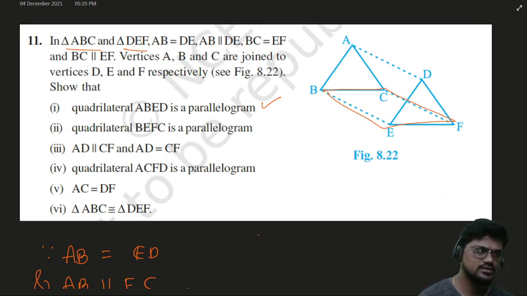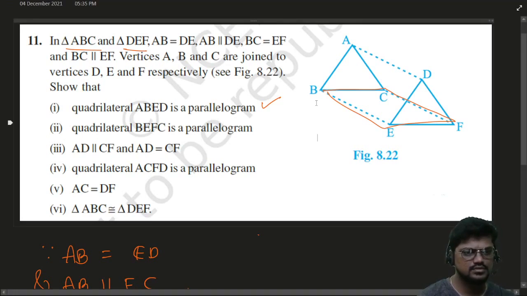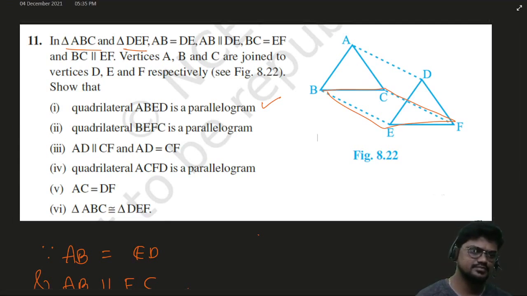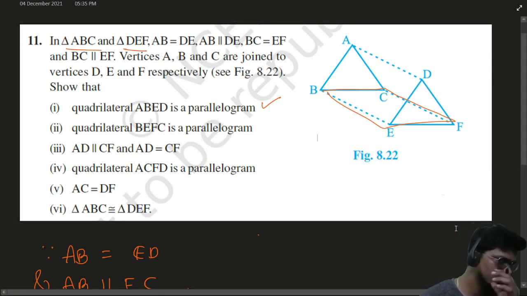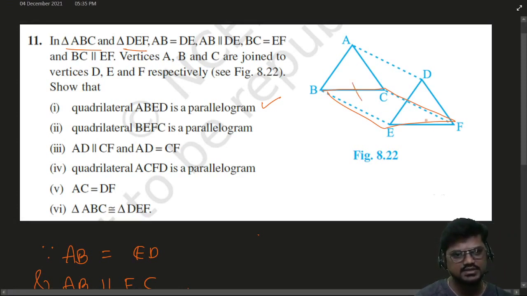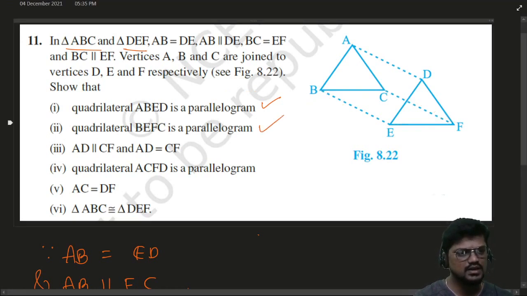Aryan, can you tell? How can we say that BEFC is a parallelogram? Dhruv? Sir, it is given in the question that BC and EF are equal and parallel. Exactly. Again, the same thing. These two lines are equal and these two lines are parallel. That's why we can say that BEFC is a parallelogram. Everyone, is that clear?